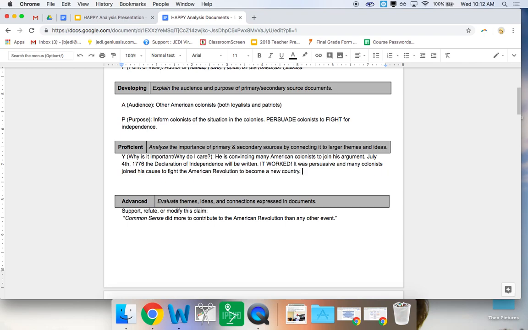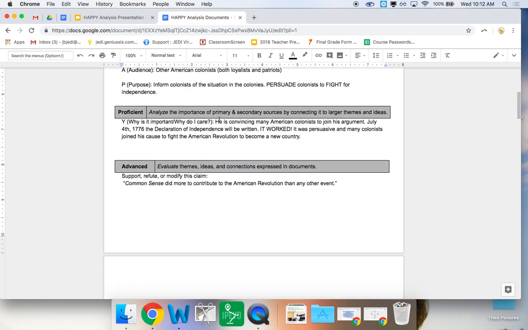So there we go. Thomas Paine, he was one of the factors that led to the Revolutionary War. He helped cause the Declaration of Independence. He helped cause Americans fighting against the greatest military in the world in the Revolution. So now here we are. Let's take a stab at advance. Can I evaluate themes? Do I give more or less value to common sense? Support, refute, or modify this claim. Common sense did more to contribute to the American Revolution than any other event.